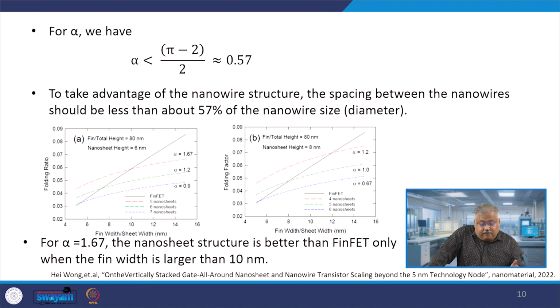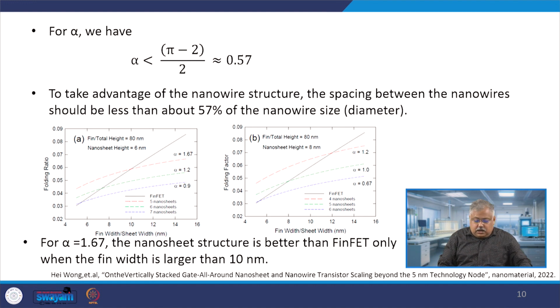Now, if you make alpha very large, say 1.67, the nanosheet structure is better than FinFET only when the fin width is larger than 10 nanometer. So, these are some of the design criteria which people have found out over a period of time. I have taken it from this research paper. You can actually go through these research papers to get it.